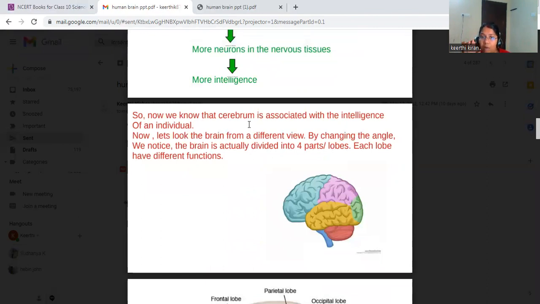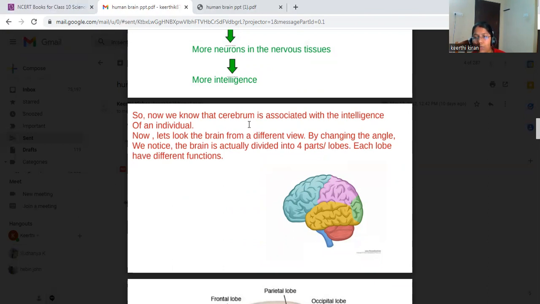Now we can see our brain from a different view. We are cutting our brain horizontally and vertically. Vertically means like this, horizontally means like this, right? So vertically means the left and right side. If we cut horizontally, cutting a section of the brain, we can see four types of lobes inside the brain.